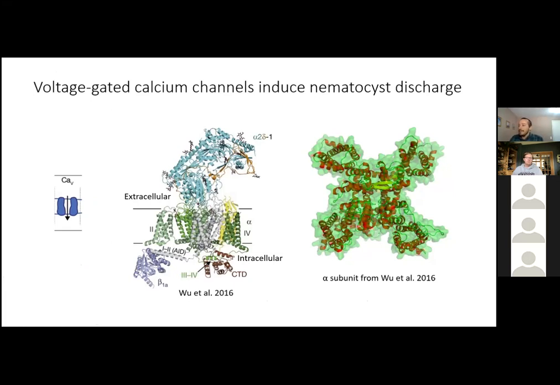Oh, sorry about that. And if you take the central component and you look down it, you can see there's this little pore on the inside, and this is where the ions will flow through.